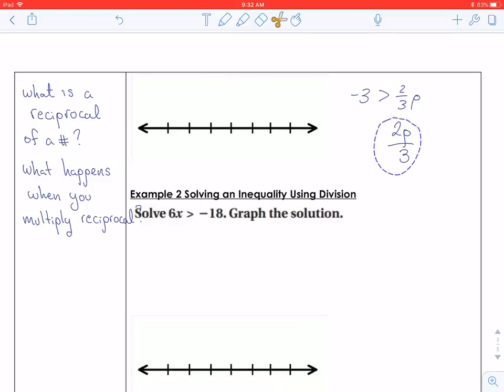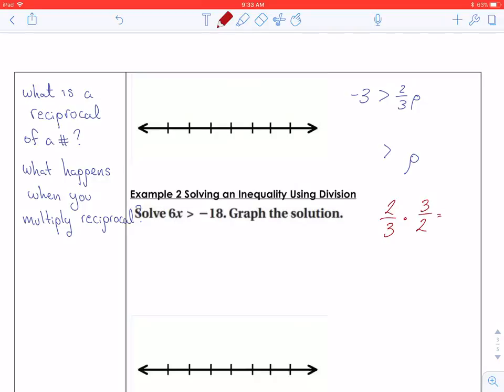So what we do in these situations is, if we want to turn that 2 over 3 into a 1 and leave the p by itself, the sign's going to stay the same. We need to multiply that 2 over 3 by its reciprocal, because multiplying any number by its reciprocal will always get you to 1. And I'll show you why. If I have 2 over 3 and I multiply it by its reciprocal, what is the reciprocal of 2 over 3? 3 over 2, just a flipped version of it.